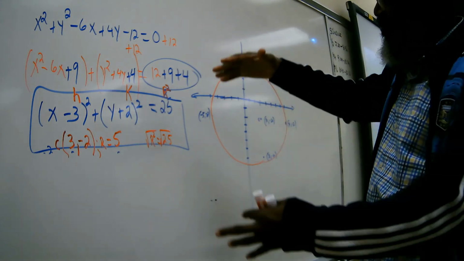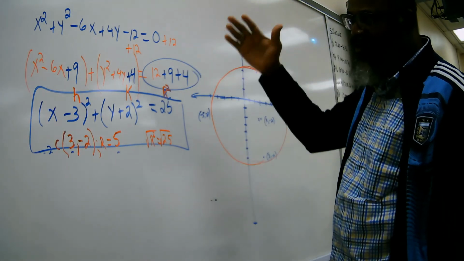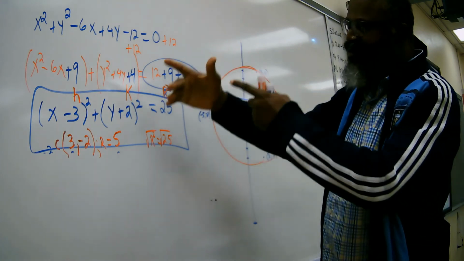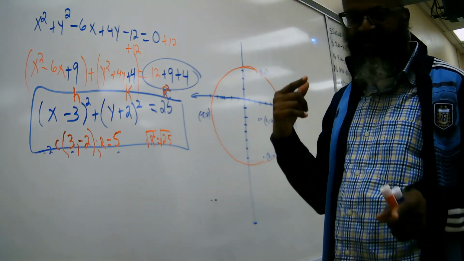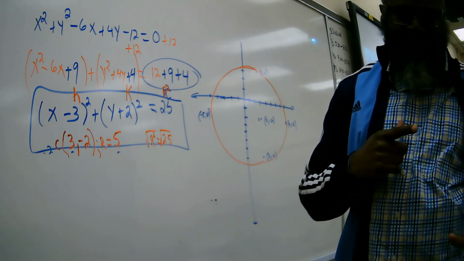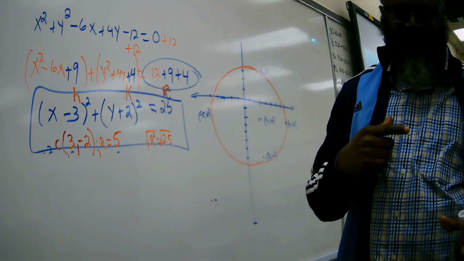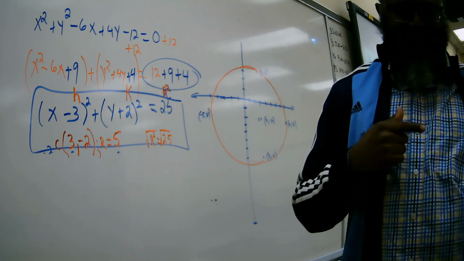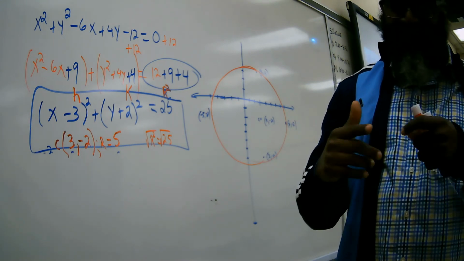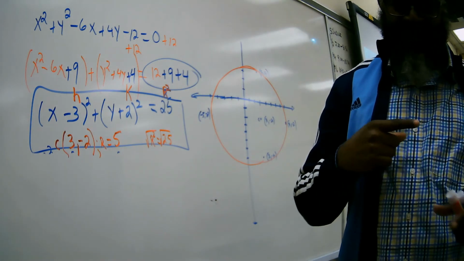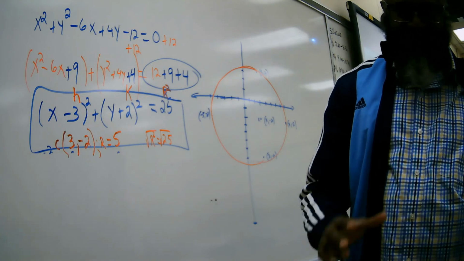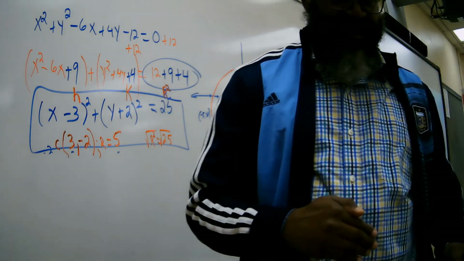Your circle is not always going to be the same way, it depends how they give it to you, right? Your goal is to identify the center and the radius, then you'll be able to graph. Sometimes they will put it in standard form for you. So remember, your h is always next to x, your k is always next to y, and whatever is equal on the other side is your r squared. You have to take the square root of that.